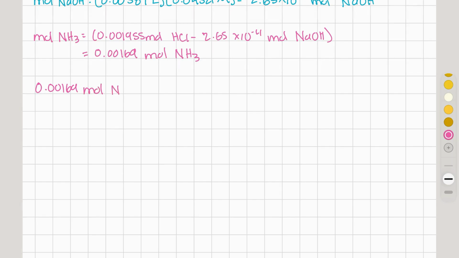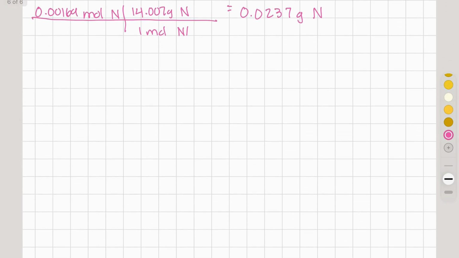And then I'm going to go ahead and get that to grams. 14.007 grams of nitrogen give me 1 mole of nitrogen. I just got that from the periodic table. And this is going to give me, let's see, 0.00169 times 14.007, which is 0.0237 grams of nitrogen.